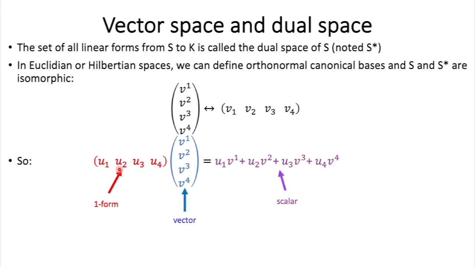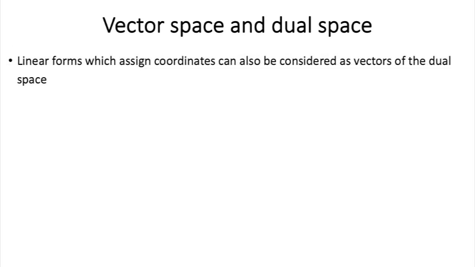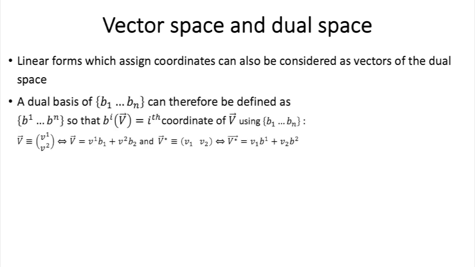And note that we start to see here lower and upper indices, and we'll use a lot of that in the tensor definitions. Now, there is a specific type of linear forms which assign coordinates, and they can be considered as vectors of the dual space. These particular linear forms are merely line versions of the vector representations. So when we use an orthonormal basis, the dual vector is just a transposed version of the vector, for a given basis, of course, again. And so those particular linear forms are defined like this, and so we get this result here.